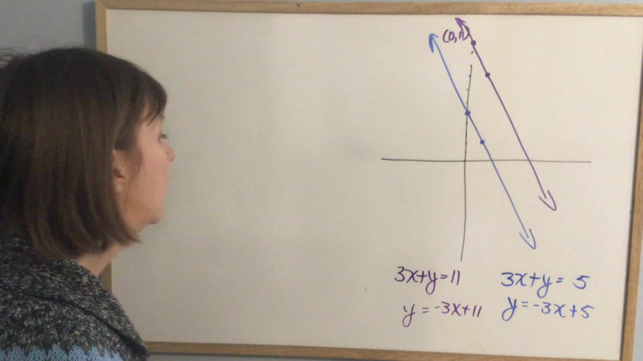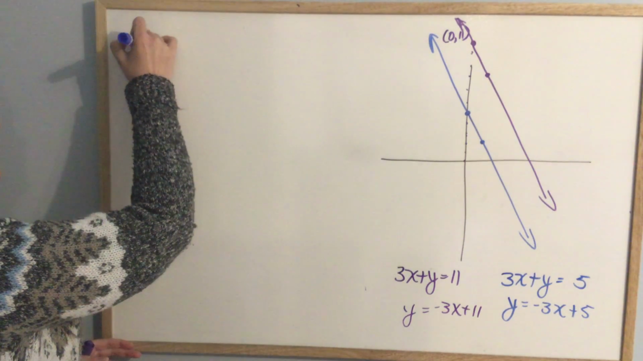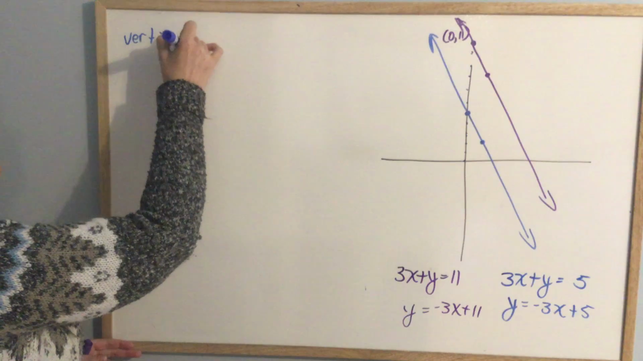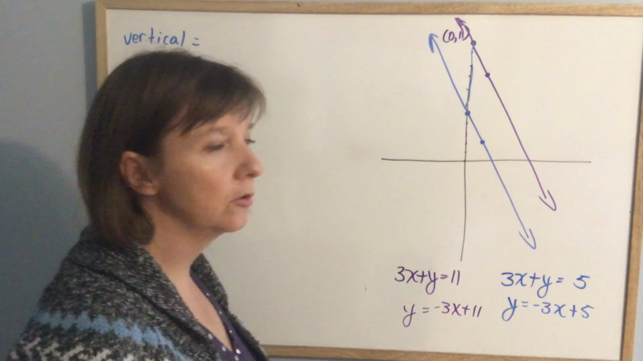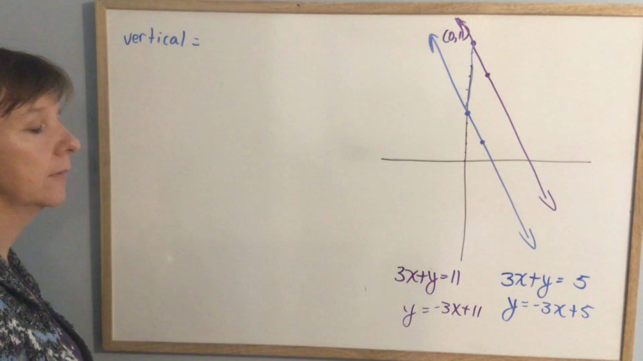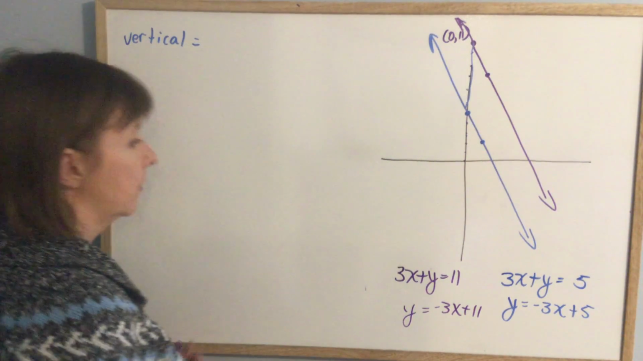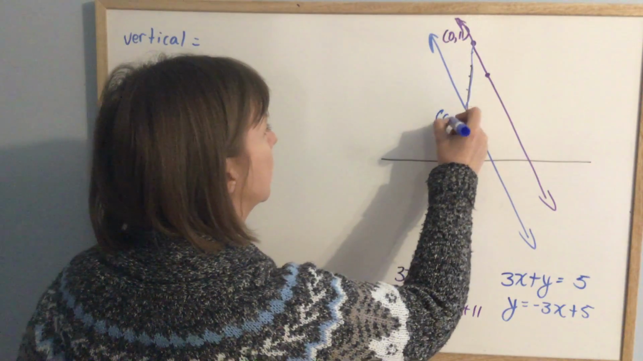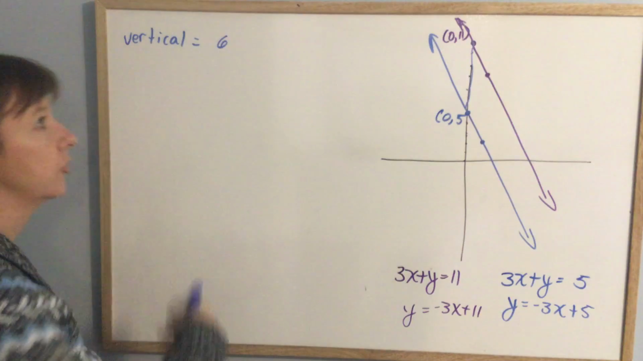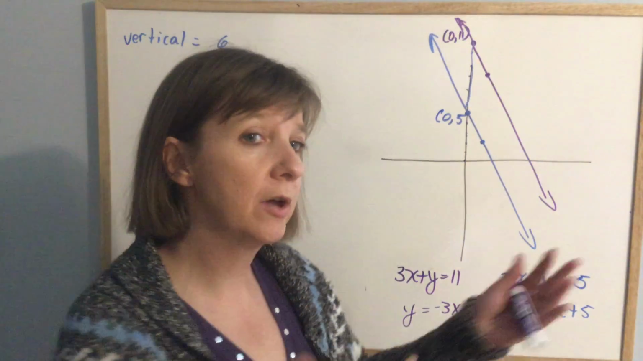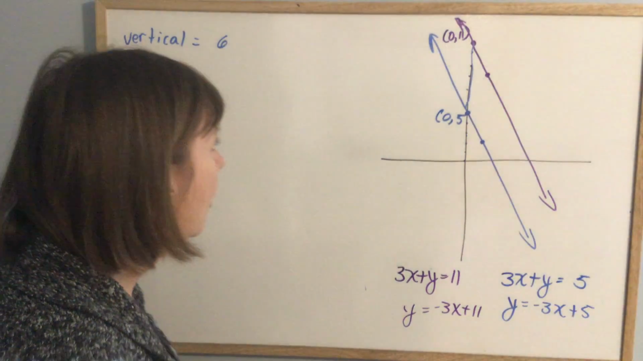All right, so for vertical distance, I would just find the distance between the two y-intercepts. So the distance from 5 to 11 is just 6 squares, right? To go from 5 to 11 is just 6 squares.